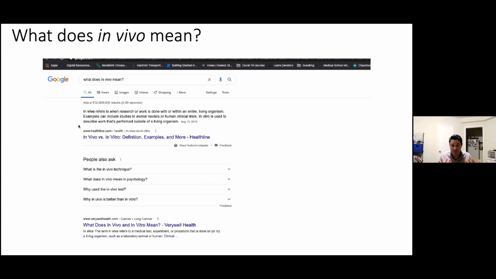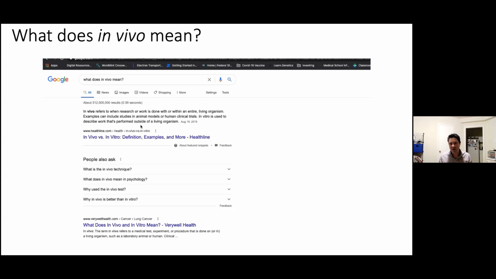And in vivo refers to when research or work is done within an entire living organism. Could be an animal model or a human clinical trial. Then they actually compare and contrast with the word in vitro. So now I have a better understanding, and I probably knew what in vivo meant, but I might not have been able to explain it to somebody.